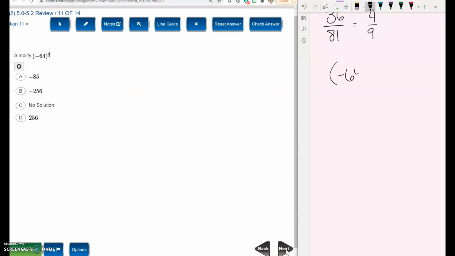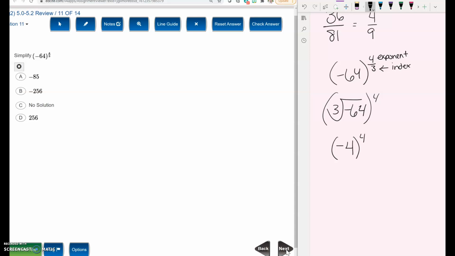Simplify negative 64 raised to the 4/3. The easiest way to do this is change it into radical form. Remember, the bottom number is the index, the top number is the exponent. Using your perfects chart, the 3rd root of 64, you can do the 3rd root of negative 64. The 3rd root of positive 64 is 4, so the 3rd root of negative 64 is negative 4.